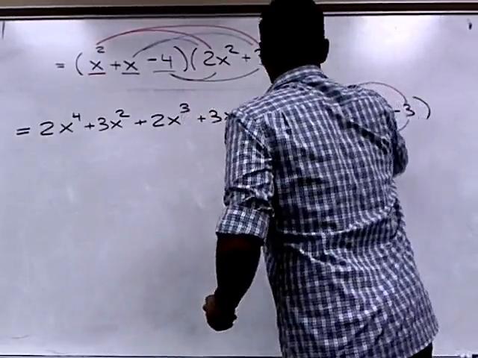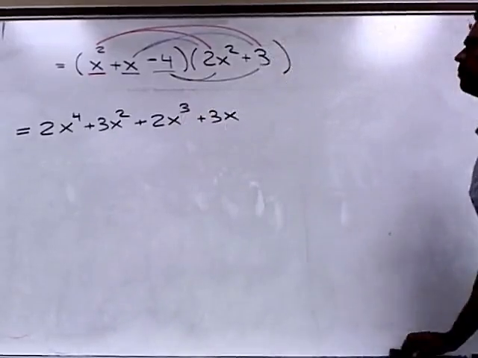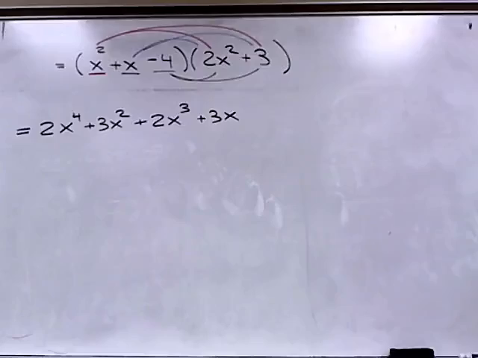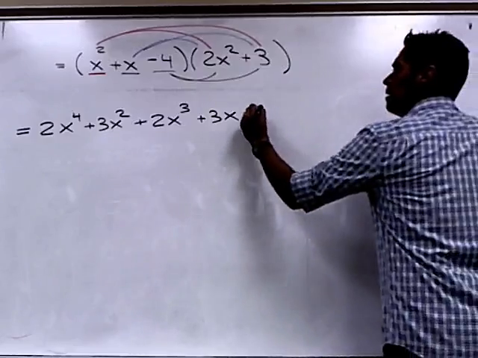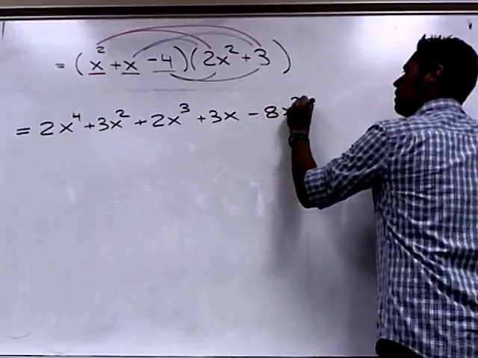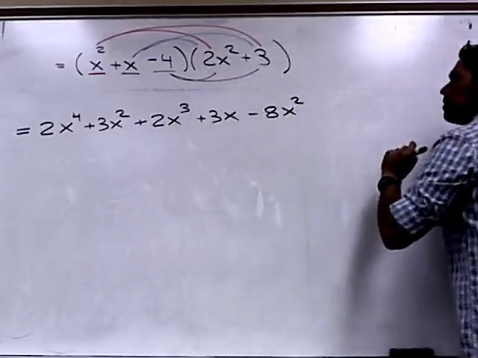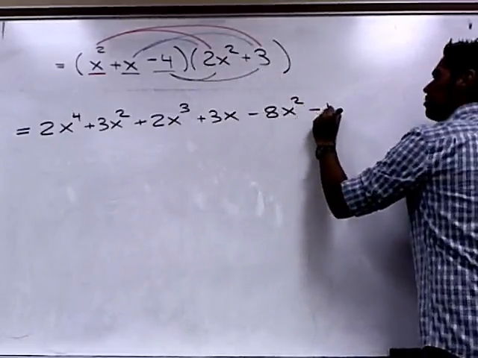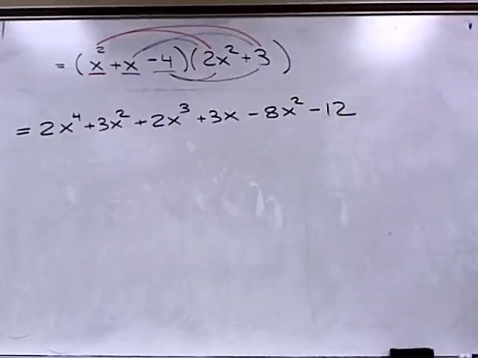All right, we're getting there. Now -4 times 2x squared, -8x squared. And then -4 times -3, -12. Okay, we've done the expansion. All we have to do now is collect like terms.